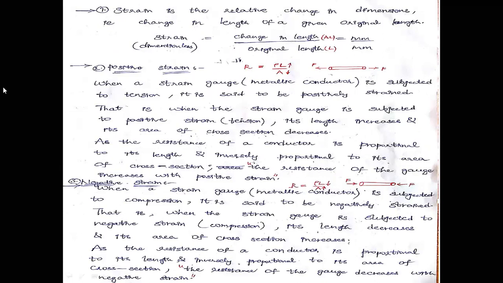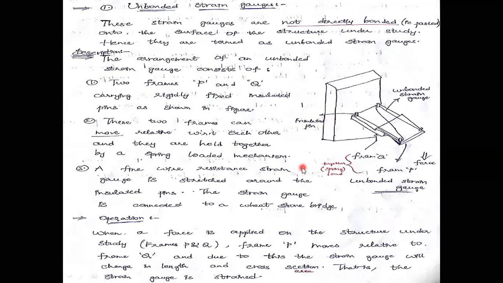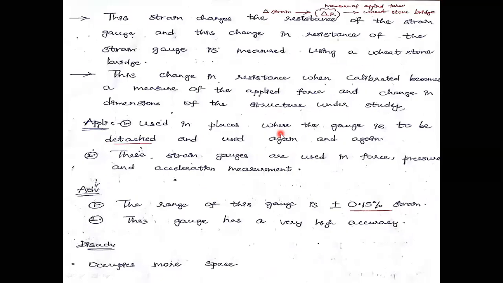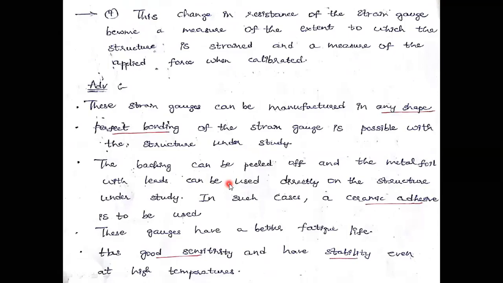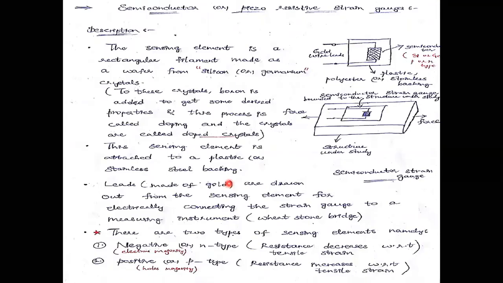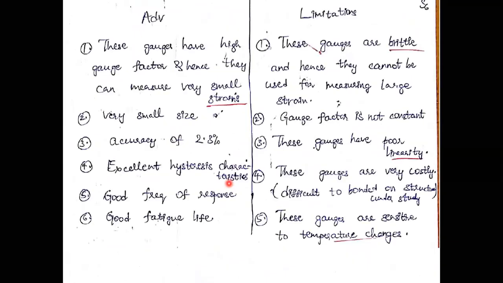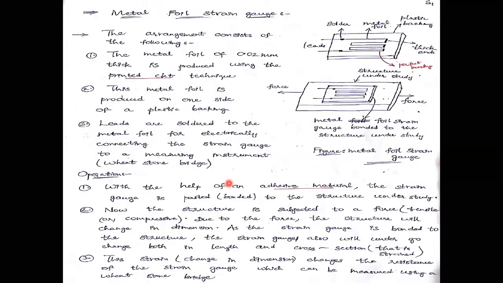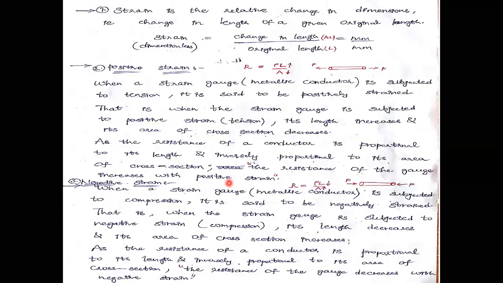Here some of the definitions are there. These definitions we are going to see in the next class, as well as some other types of strain gauges. We will see the unbonded type of strain gauge and bonded type of strain gauges. Each and every strain gauge we will see, and some minor changeovers will take place. That's it. All the working is the same for all the strain gauges. We will see the different types of strain gauges and their working in the next class.